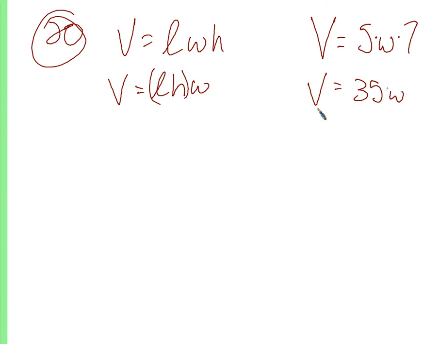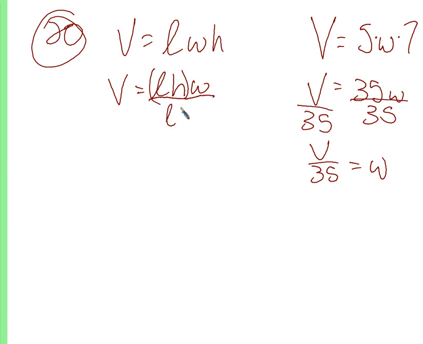Okay. And then what would I do? I get W by itself. Divide by 35. Divide by the thing that's multiplied by W. Right. So in this case, it's 35. But in general, we would just divide by what? LH. Oh, LH, sorry. V over LH. That's W.